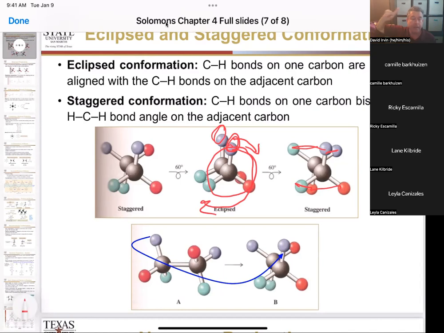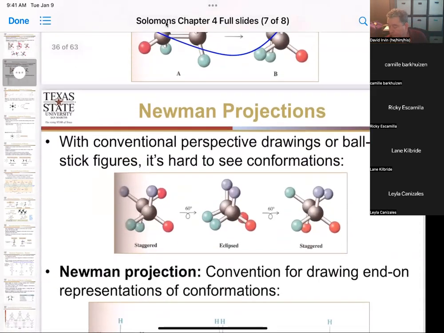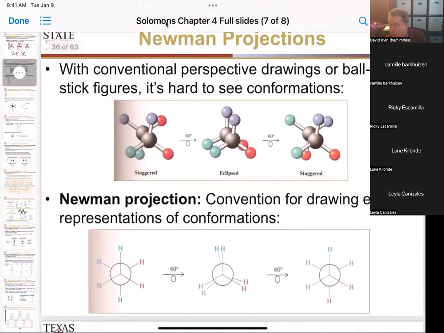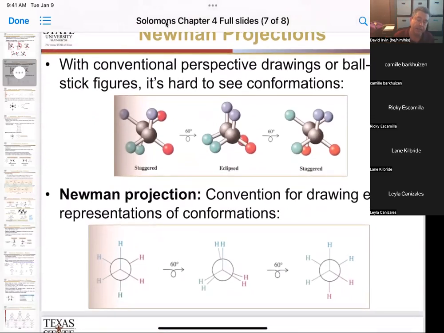And you can just rotate and rotate. There's nothing to stop that except for that barrier to rotation. So let's talk about that barrier to rotation. It's hard to see when you draw it out in certain perspectives, but if you have the models, you can see that they're getting close together and far apart. But that's hard to draw.